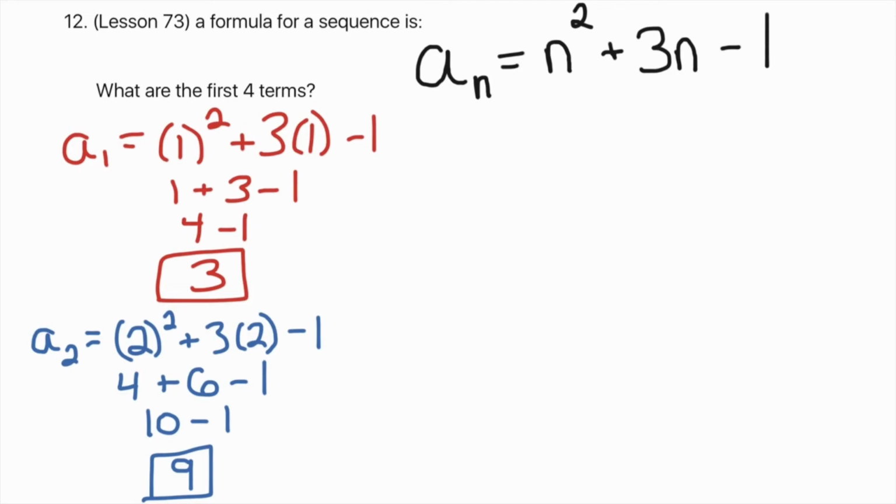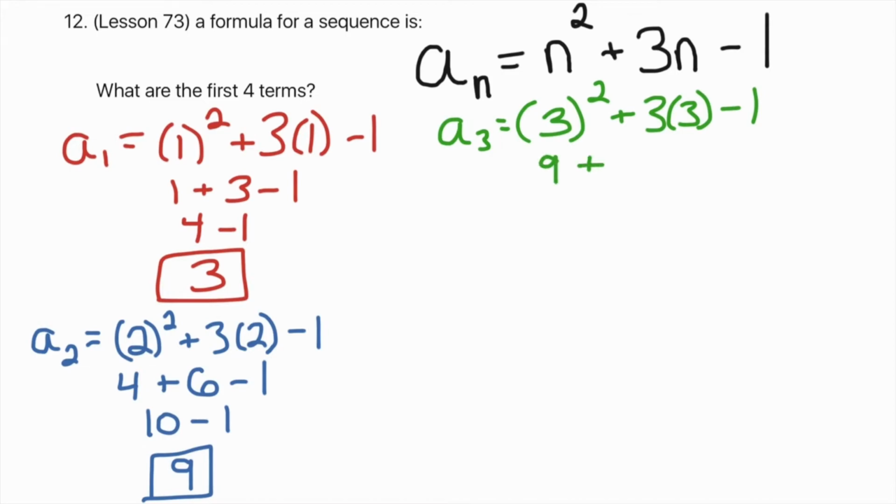Now we'll do the third term. So we have A3 equals, and then we're going to plug in 3 squared plus 3 times 3 minus 1. So 3 squared is 9 plus 9 minus 1, and that's 18 minus 1 is 17. So 17 is our third term.